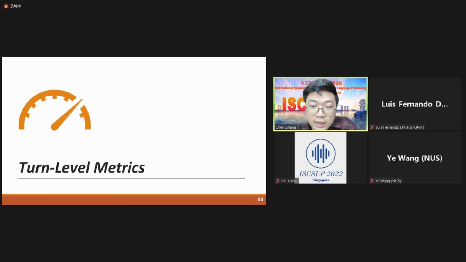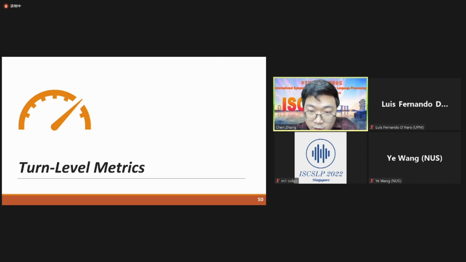Now let's dive into the details of the training-based metrics. The training-based metrics can also be categorized into turn-level metrics and dialogue-level metrics. By turn-level metrics, we mean that we only evaluate the quality of a single response. By dialogue-level metrics, we mean that we want to evaluate the quality of the multi-turn dialogue. So it's a local evaluation method versus a global evaluation method.